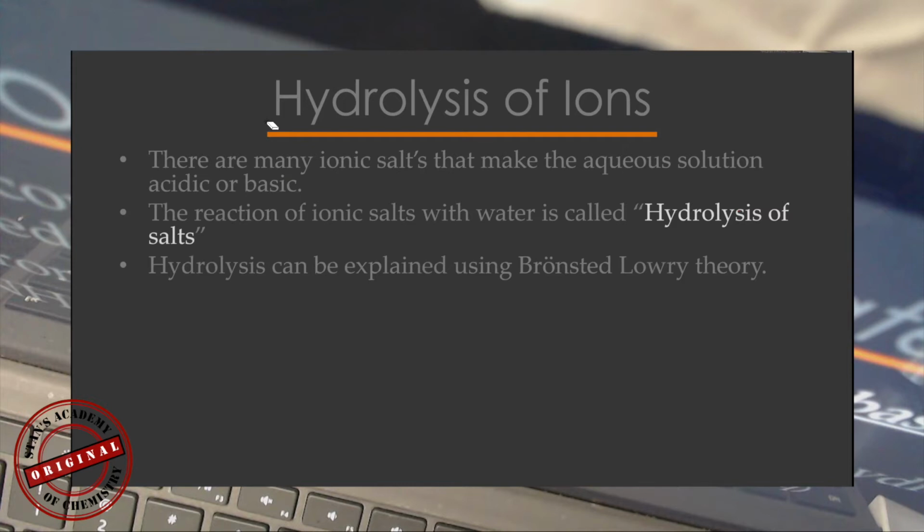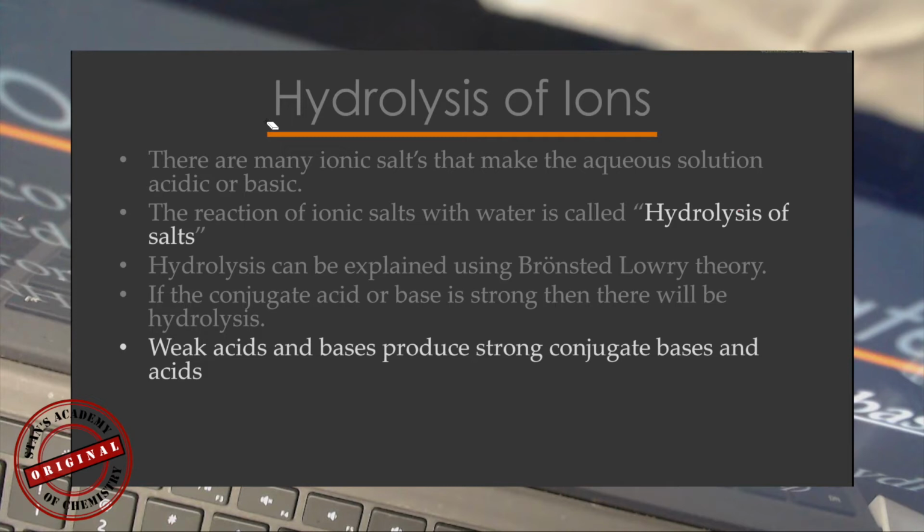This is what I've been using, the Bronsted-Lowry theory. If the conjugate acid or base is a strong conjugate acid or a base, then there will be hydrolysis. We have already learned how to identify a strong conjugate base and a strong conjugate acid. So it's pretty simple and straightforward now. Weak acids and bases produce strong conjugate bases and strong conjugate acids. That is how we know that the negative ion formed is a strong conjugate base, or the positive ion formed is a strong conjugate acid, because it comes from a weak acid or a weak base.